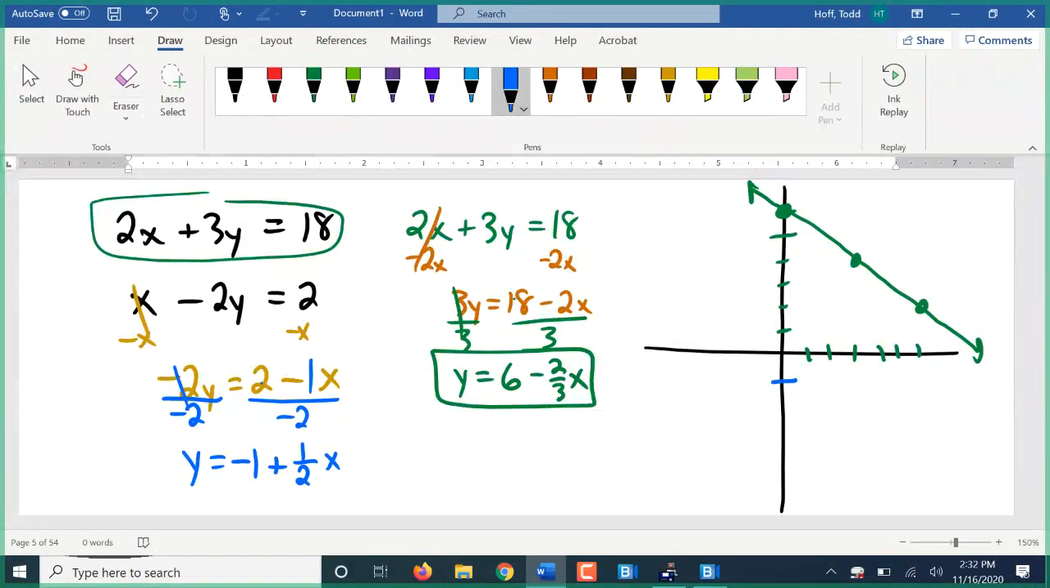So there we start out at a negative 1. That's our first point. And then we rise 1, run 2. Get our second point. Let's do it again. Rise 1, run 2. One more time. Rise 1, run 2. And there we go. And we see there that both of those lines go through the point 6, 2. They intersect at 6, 2.